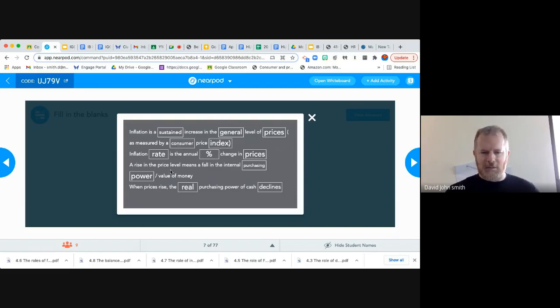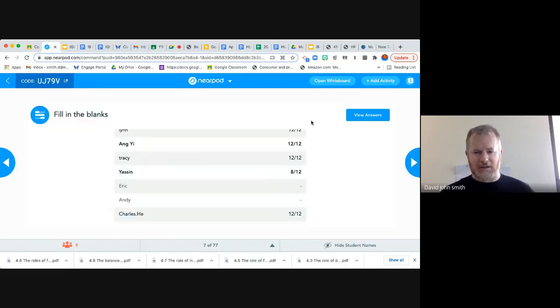A rise in the price level will lead to a fall in your purchasing power, in other words, the value of the money. So you have the money, but what you're able to buy with it is less. So you've got $100, but the thing that you want to buy with it used to be $50, so you could buy two. Now it's $75 and you've only got 100, so you can only buy one. When the price rises, your real purchasing power of cash decreases. Well done, team.